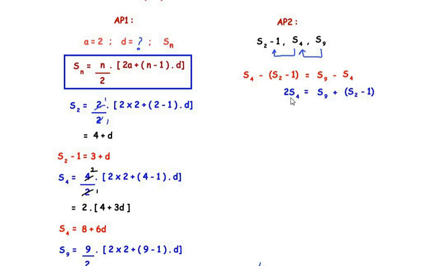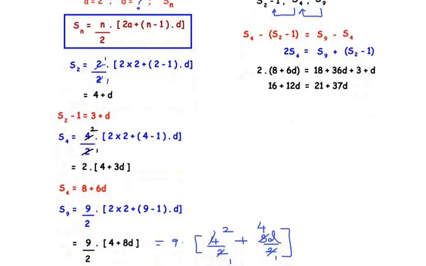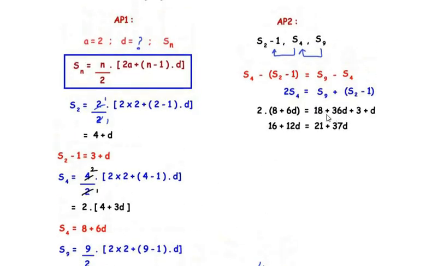Now let us plug in the values of S4, S9 and S2 minus 1, which we have got over here. So 2 times S4 is 2 times (8 plus 6d) is equal to S9, which we have got here as 18 plus 36d, plus S2 minus 1, which we have got here as 3 plus d.